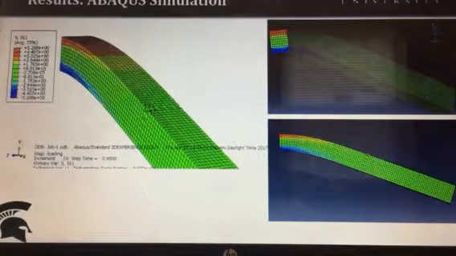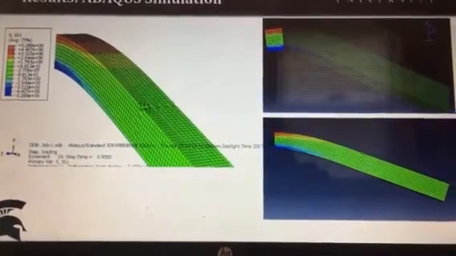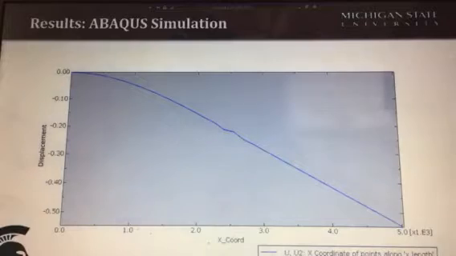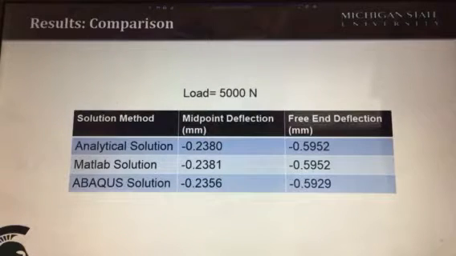A similar 3D model of the cantilever beam was made in Abaqus, and the deflection versus the distance from the fixed end was plotted for 101 nodes, and the resultant plot was compared with that of the MATLAB outputs. Here are some of the plots of the midpoint as well as the free end about the deflection.